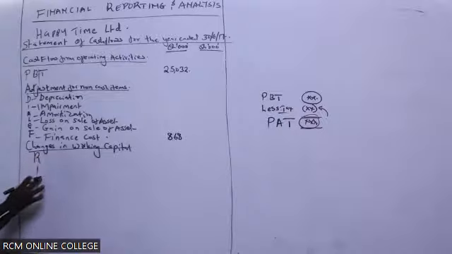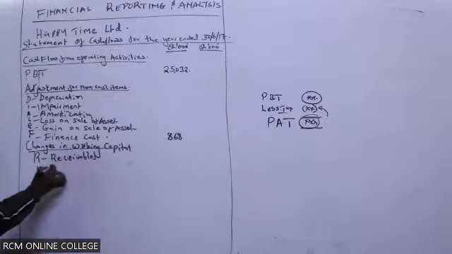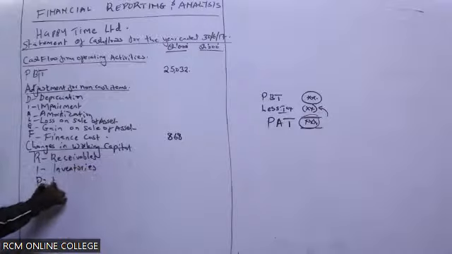Not rest in peace, but this stands for receivables, inventories, and then we have payables.